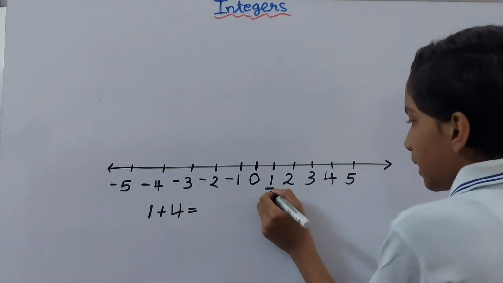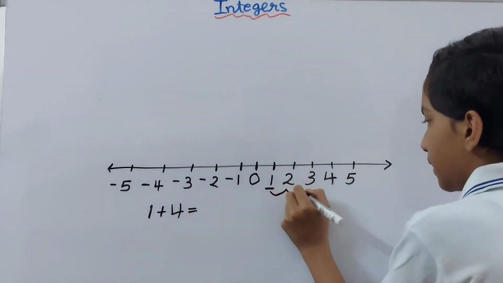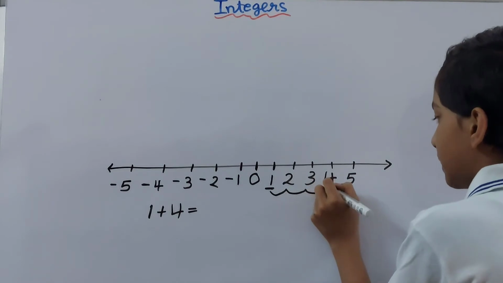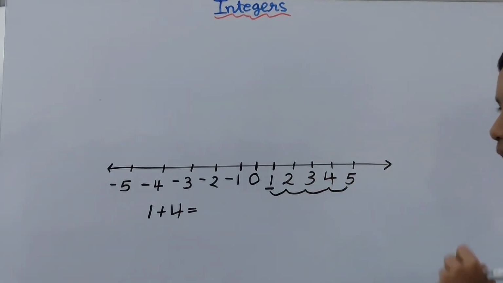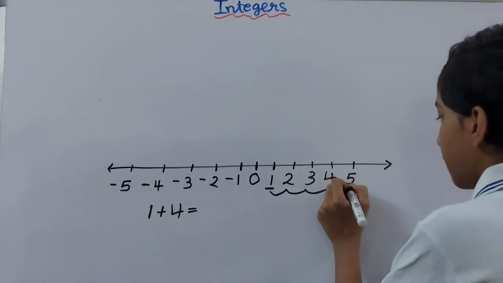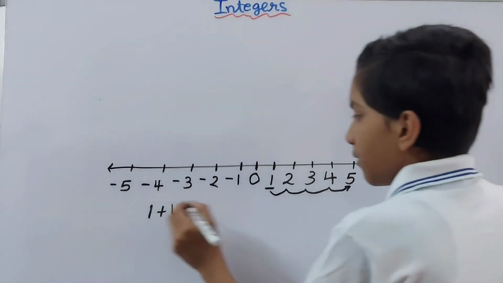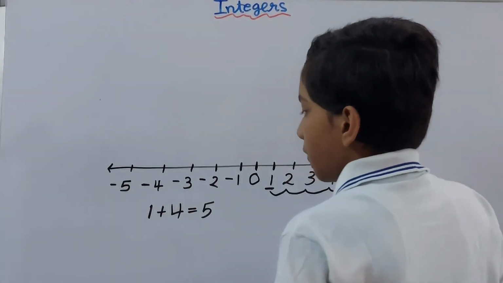So from 1, here we go 1 step, 2 steps, 3 steps, and 4 steps and we reach 5 over here. Okay, that is 1 plus 4 is equal to 5.